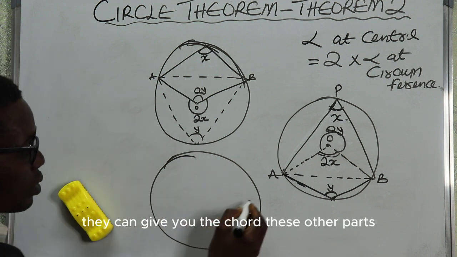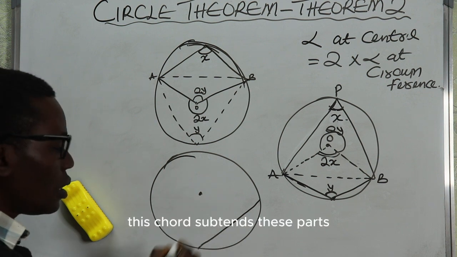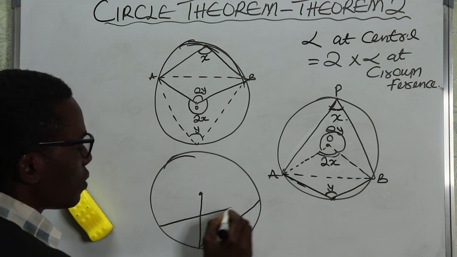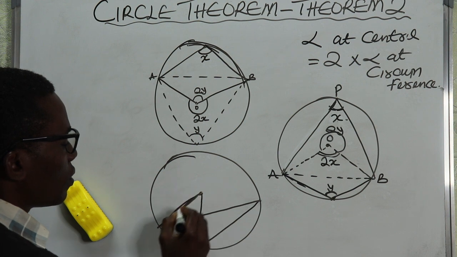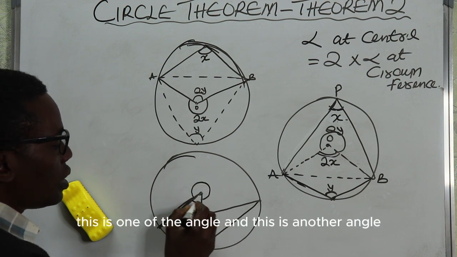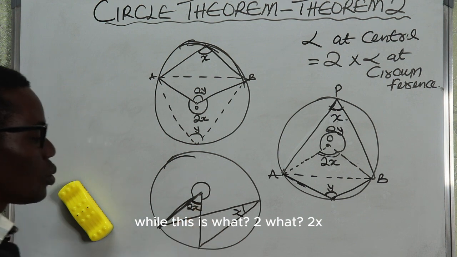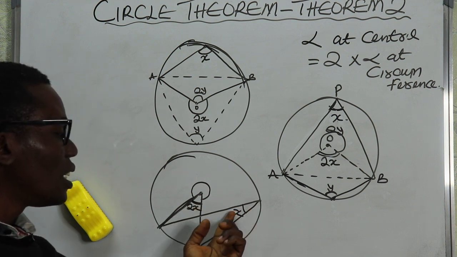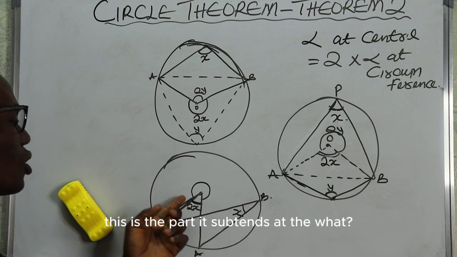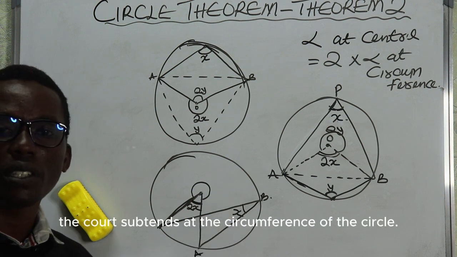They can give you the chord, this other part, and then they will tell you that this is the center of the circle. This chord sustains this part. This one is more confusing because you don't know where sustains where. This is one of the angles and this is another angle. Now this is the part on the circumference, while this is 2x. So this is the part, the chord. This is the part it sustains at the center of the circle, and this is the point the chord sustained at the circumference of the circle.